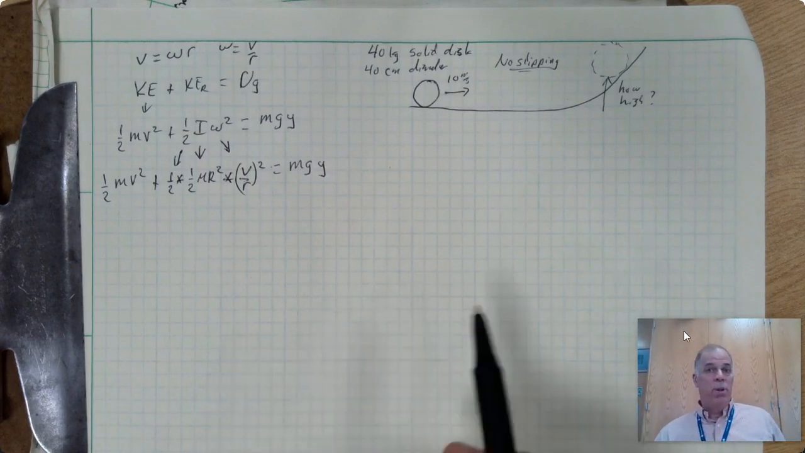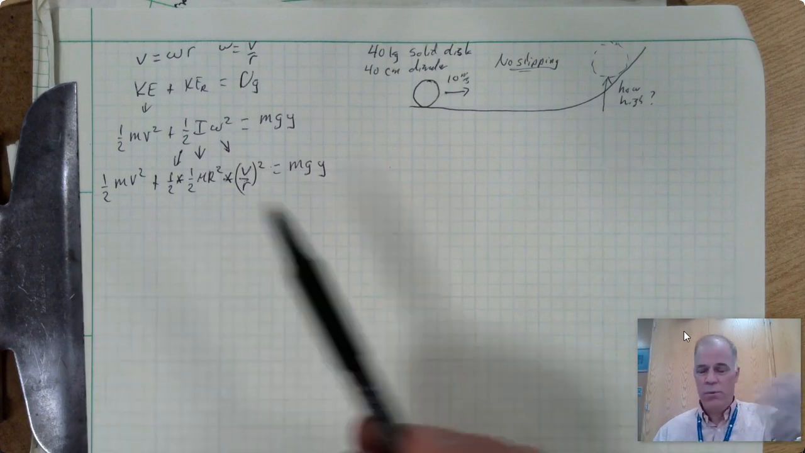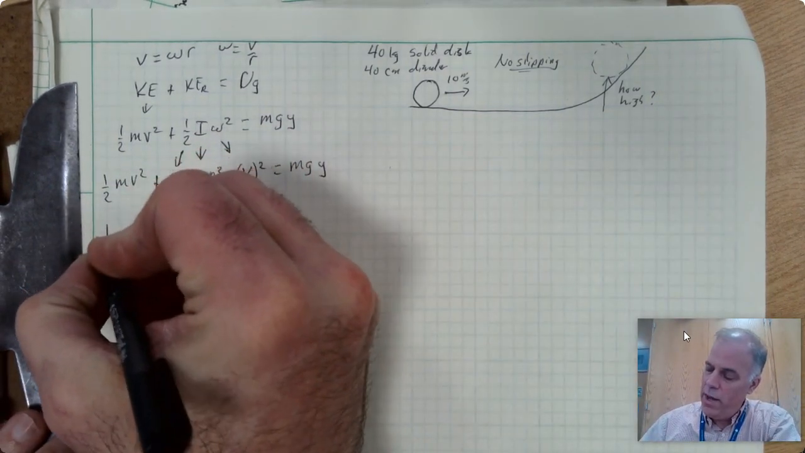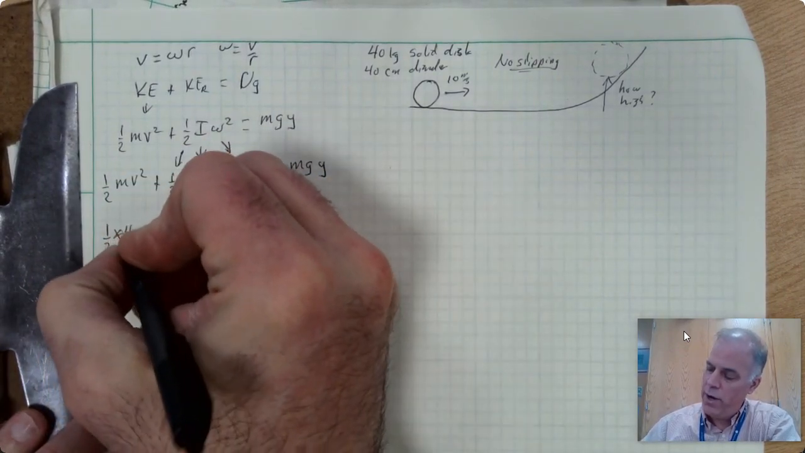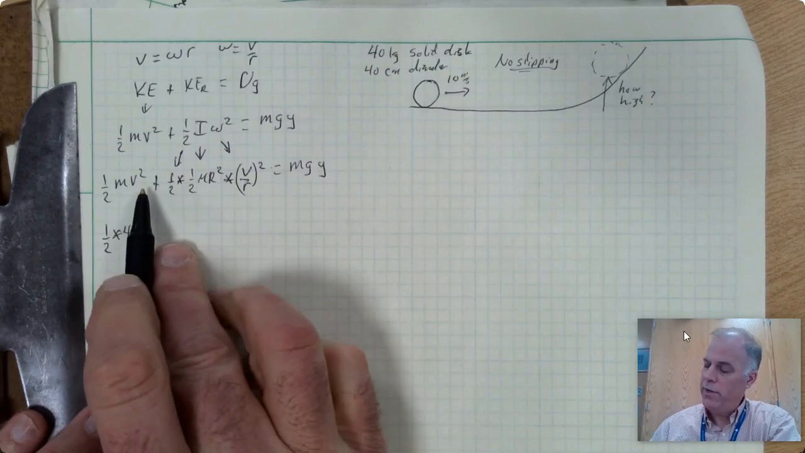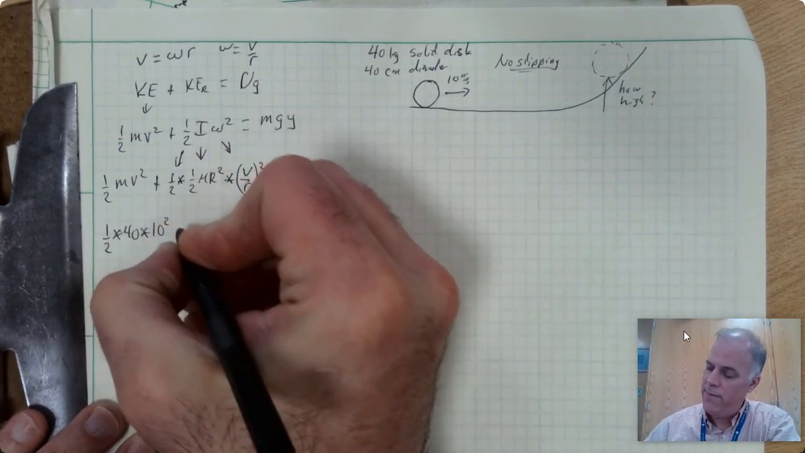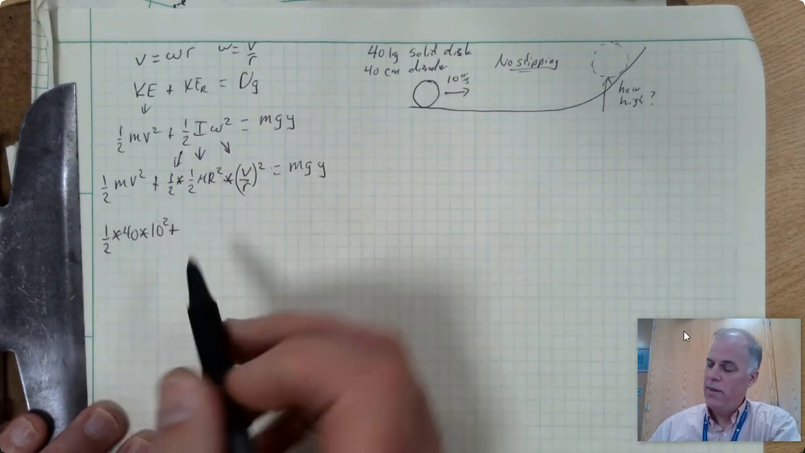Excellent. So now we can start plugging in numbers because we should be able to work from here. So this is going to translate to 1/2, the mass is 40 kilograms, times v squared. The speed is 10 meters per second, so that's going to be 10 squared. That takes care of our straight line kinetic energy.